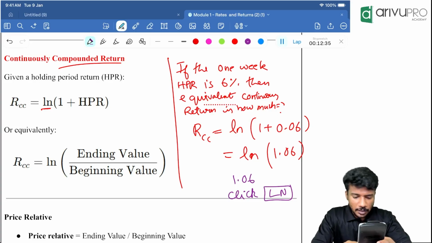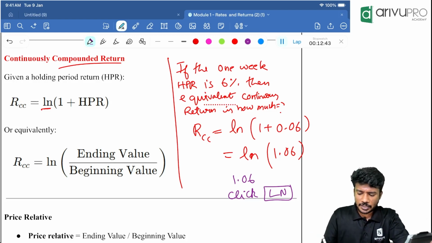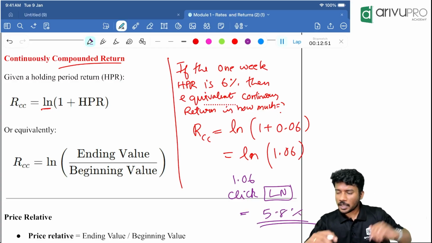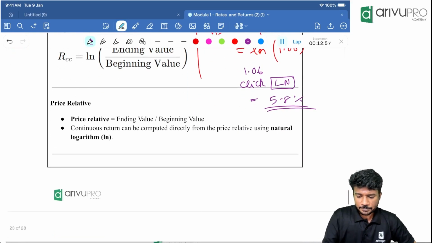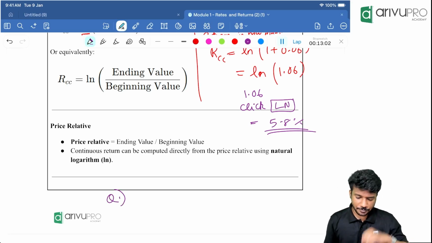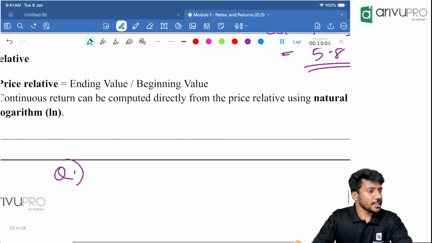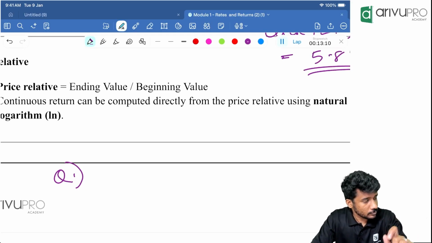Take the calculator. Type 1.06, then click LN button. You are getting the answer, which is equal to 0.058. That means it is 5.8%. Okay. Understood. Now the next question with respect to this itself, I'll give you. Make a note of the question. Did you get it? Previous one you understood? Got it? Yes, perfect.